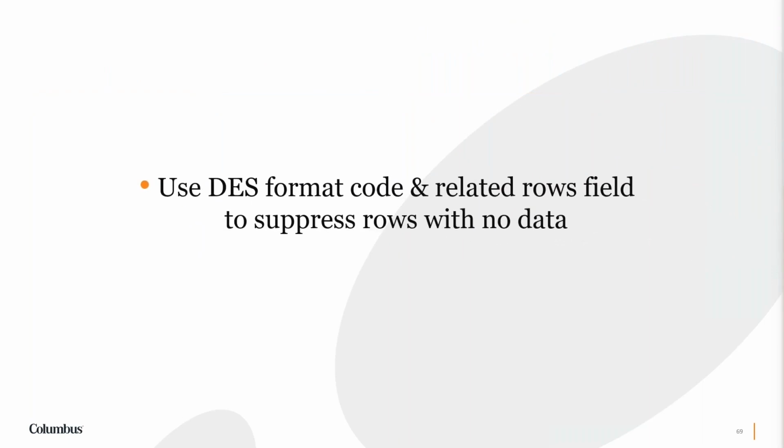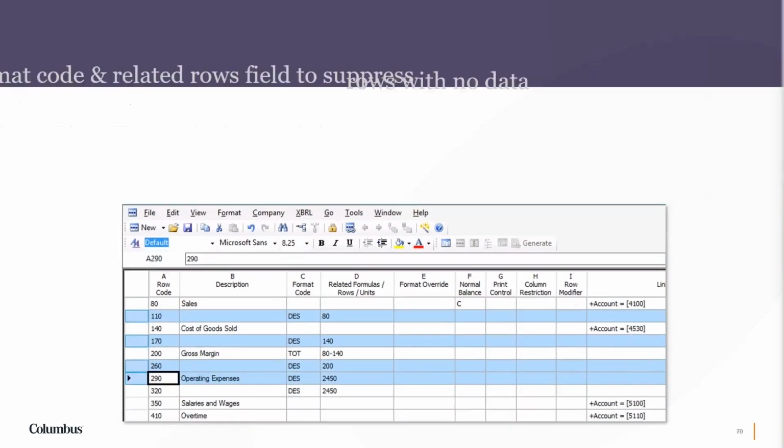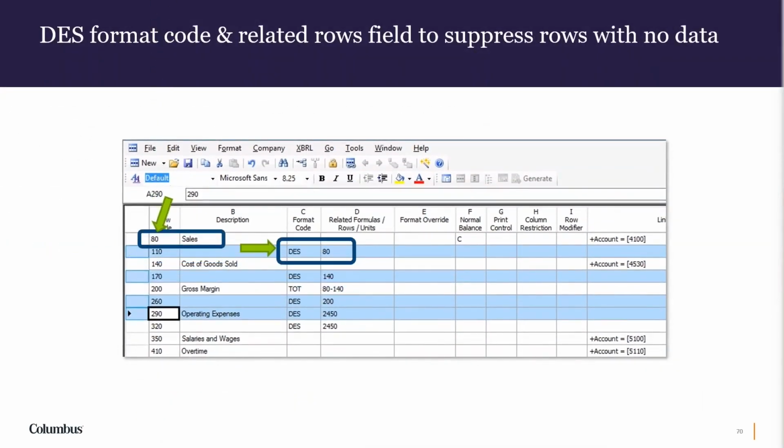The use of DES codes and the related rows field in the row definition can be very helpful to hide description lines and underscores when there's no supporting data. Here you can see we have filled in column C with the format code DES and column D, the related formulas, rows, and units with the row code we want to relate this blank line to.